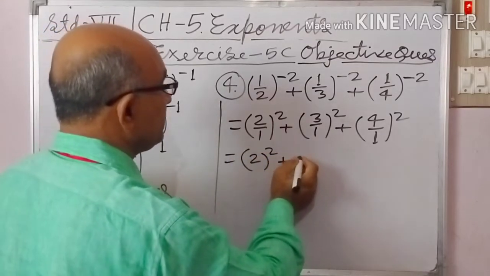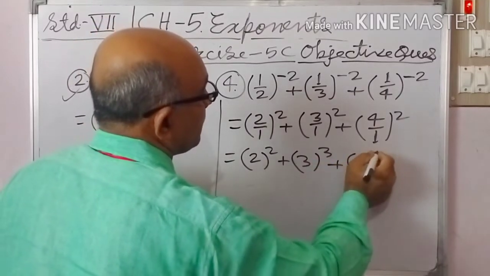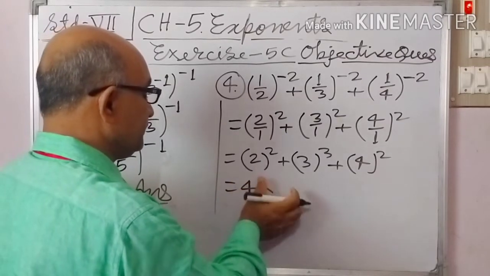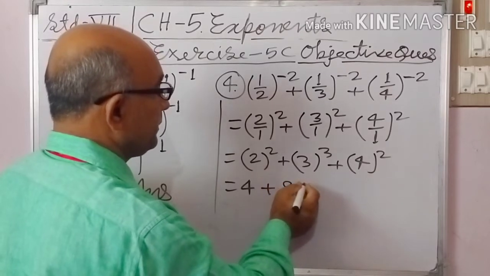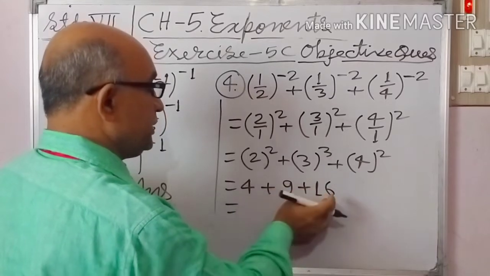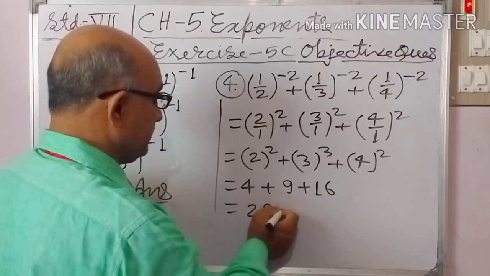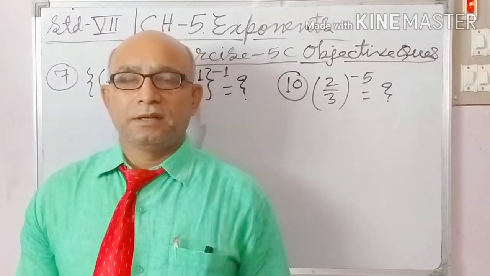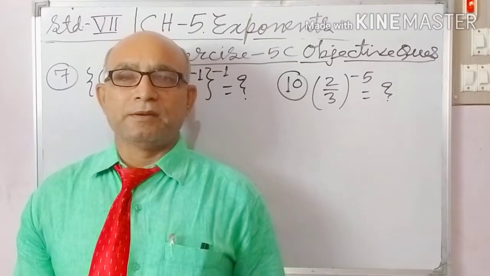2 square plus 3 square plus 4 square. 2 square means 4, plus 3 square means 9, plus 4 square means 16. 16 plus 9 is 25, 25 plus 4 is 29. Answer. Right. Students, next question, write on this board: question number 7 and 10.